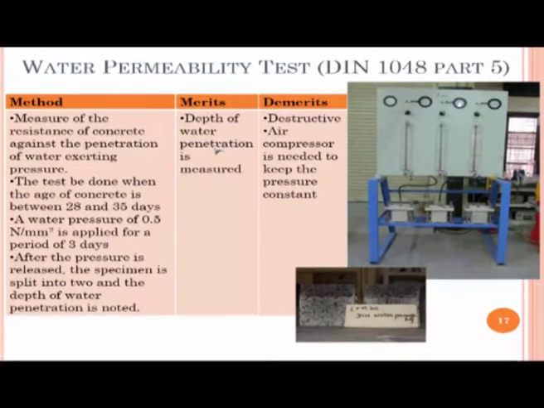The problem with this test is that you are splitting open your specimen, so it is a destructive test. Also, this pressure gauge on top needs an air compressor to maintain the pressure constant, so you do require some additional components. But even in the case of the IS test method that I talked about earlier, which measures the flow rate on the other side, you need some sort of compressor to maintain water pressure on top of the specimen.